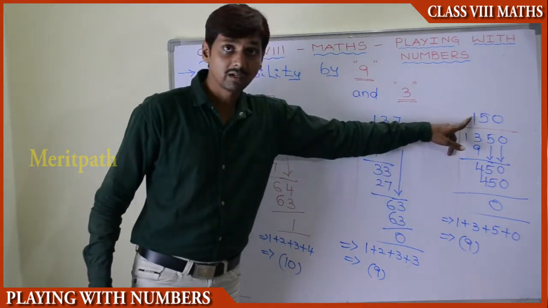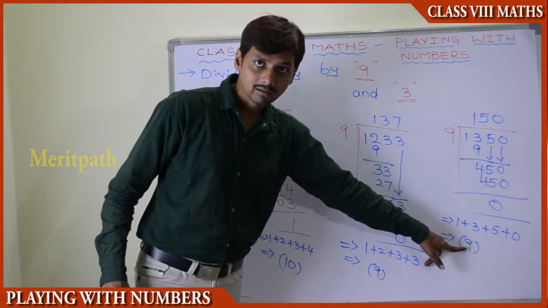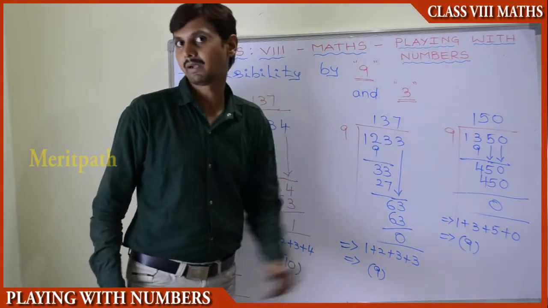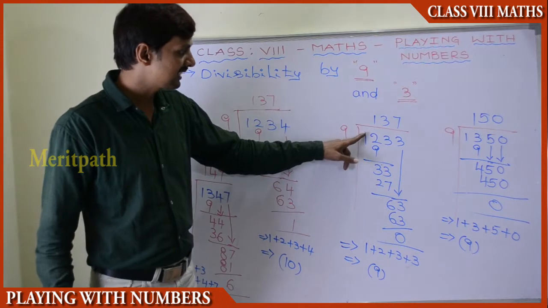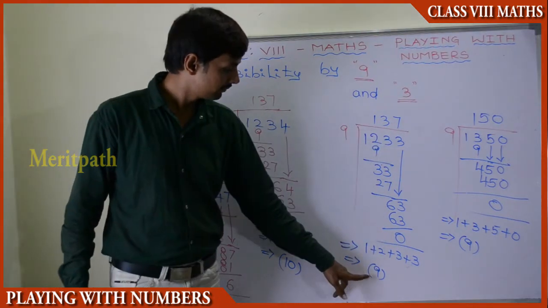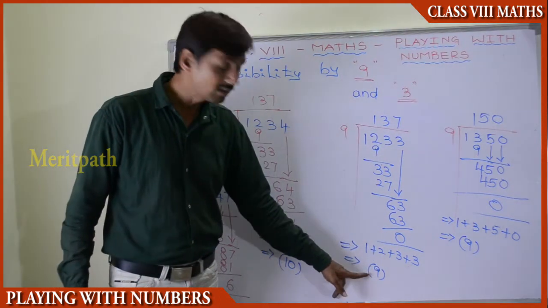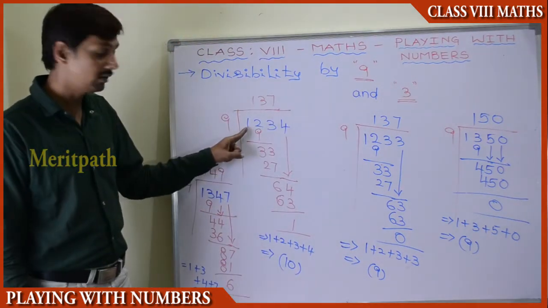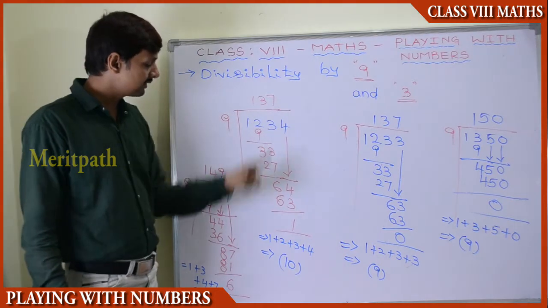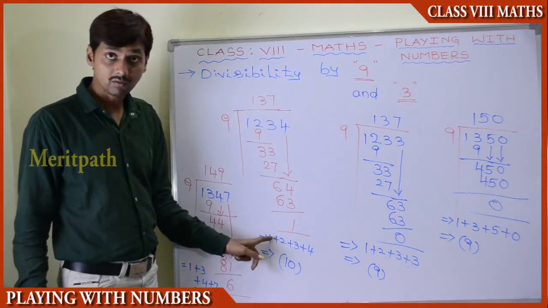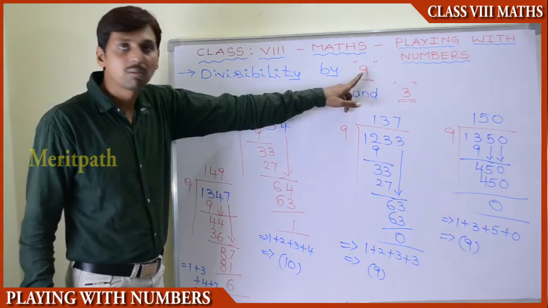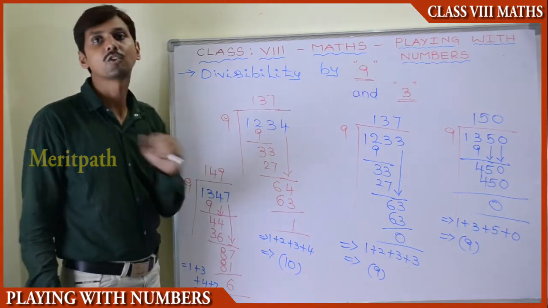So what we understood here is that if the sum of the digits of a number is 9, it's divisible by 9. That's the reason this whole number is divisible by 9. So here, the sum of all the digits of the number is 9, so the whole number is divisible by 9. But here, the sum of all the digits of this number is 10. This 10 is not divisible by 9. That's the reason this whole number is not divisible by 9.